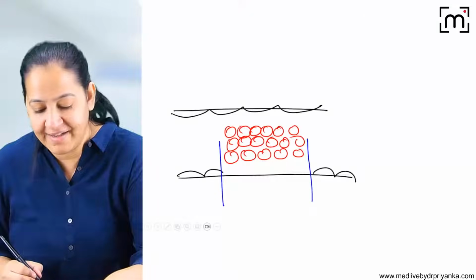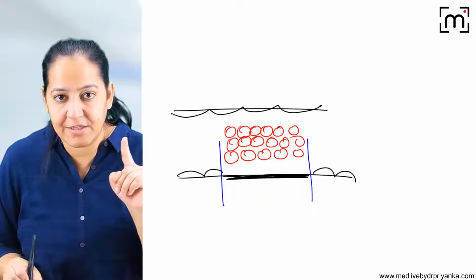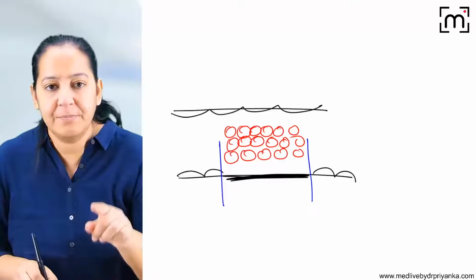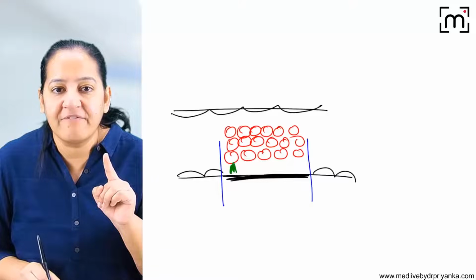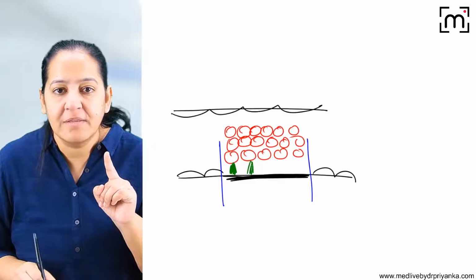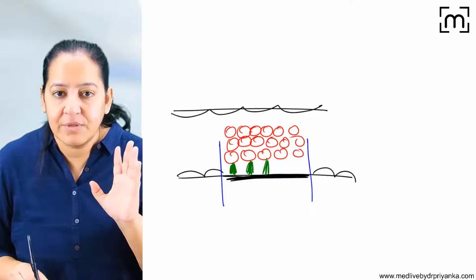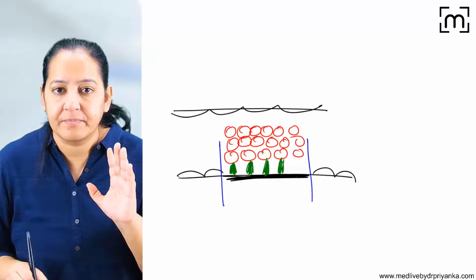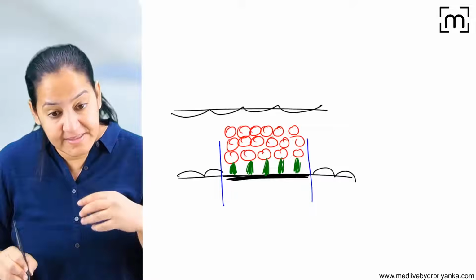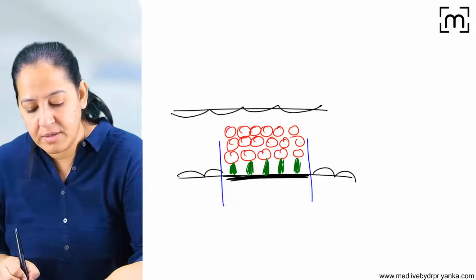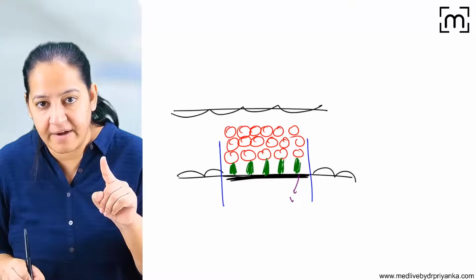But I told you the platelet cannot bind directly with the subendothelial tissue. They require a bridge. Who is the bridge? The bridge is the von Willebrand factor. You can see this is the bridge. That is the von Willebrand factor. Now this von Willebrand factor is destroyed. Let me write down. This is von Willebrand factor.